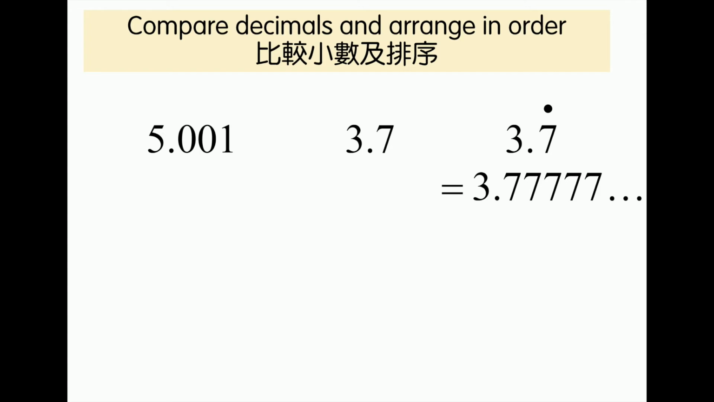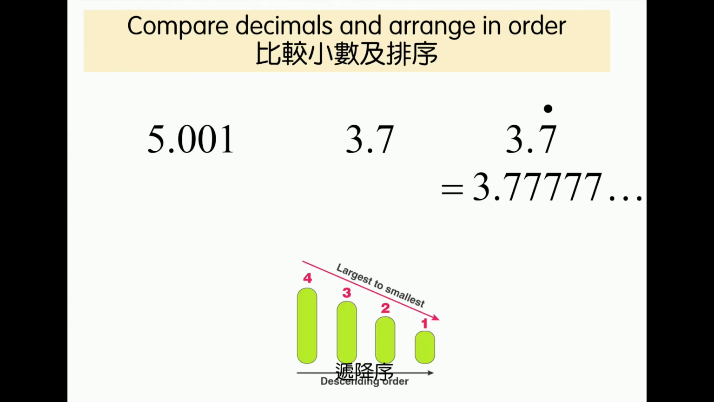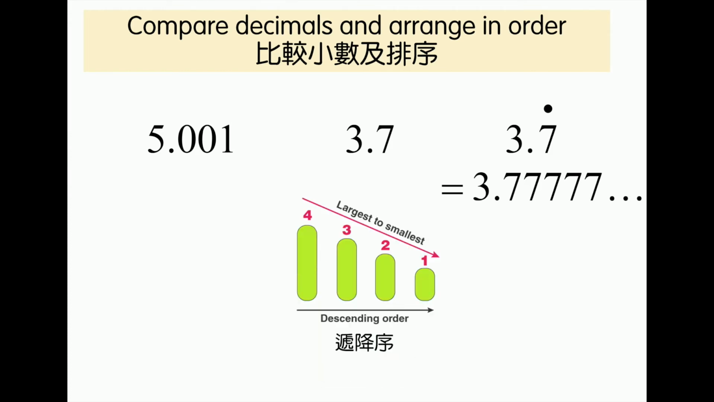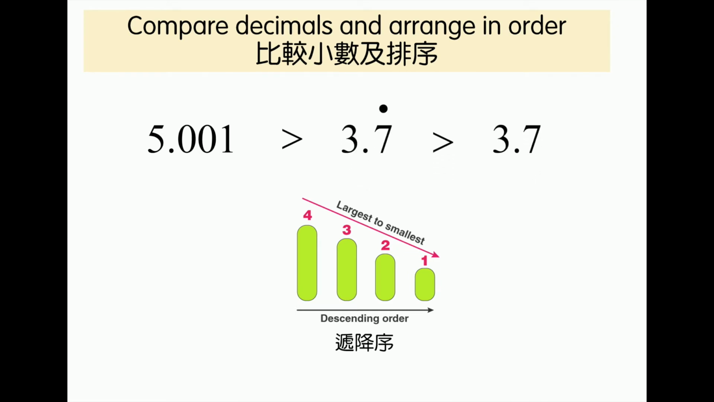So when comparing these decimals, surely 5.001 is larger than 3.7. So when they are in descending order, we add a more than symbol. But for these two other decimals, because we keep repeating the 7, the decimal on the right is bigger than the one on the left by a little bit. So if we arrange in descending order, the recurrent decimal 3.7 is larger than 3.7.